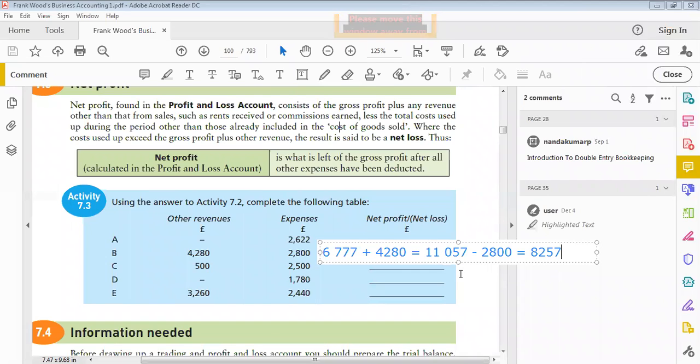All right, so that's the answer. So therefore, there'll be a net profit of 8,257. You add your gross profit plus your other revenues, which will give you 11,057. Then you minus the expenses, which will give you 8,257. That will be, therefore, a net profit of 8,257.